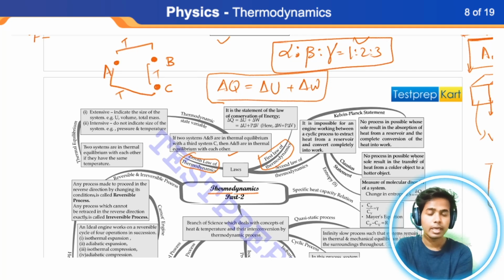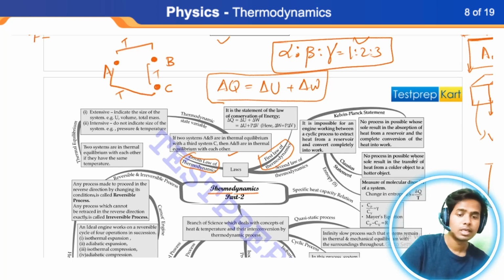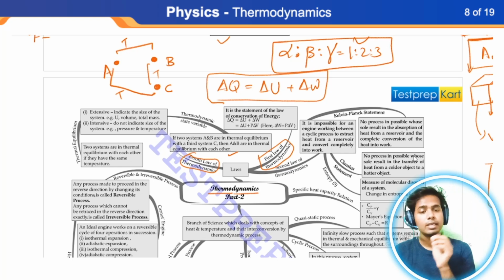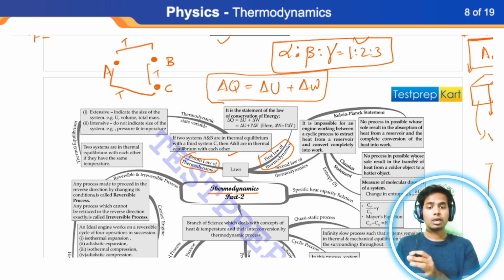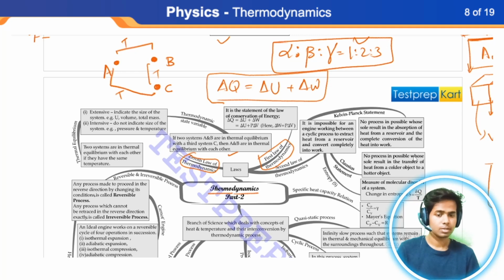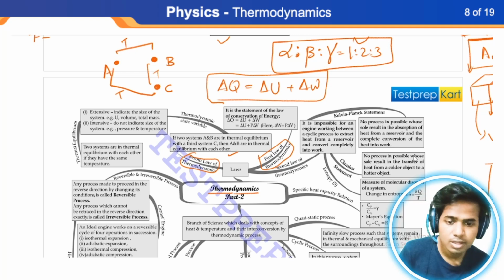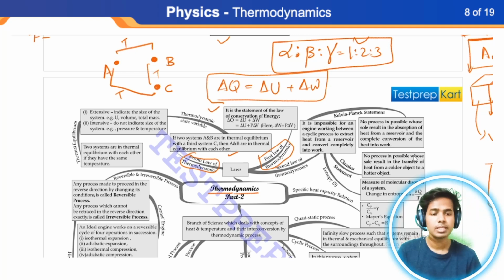That is why in this we have something in this format: whatever heat we provide should go into, first, changing the internal energy, increasing it, and second, doing some work done on it. Okay, so this is called the first law of thermodynamics.